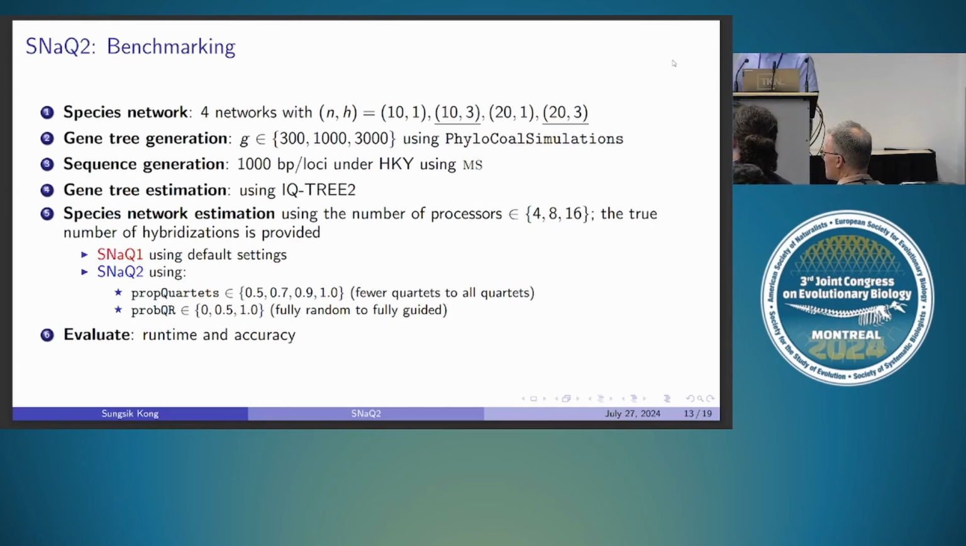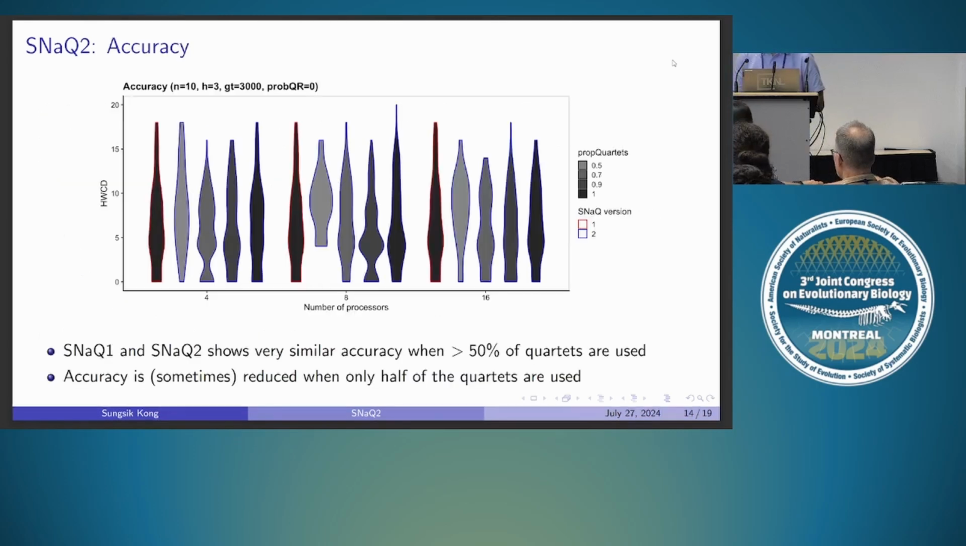We use SNAG with default settings, and we use SNAG2 using probe quartets ranging from 0.5 to 1.0, which means we're trying to use half of the quartets or all of the quartets, and probe QR ranging from 0 to 1, fully random for network searching to fully guided network searching. And we evaluated their performance by measuring runtime and accuracy. And by accuracy, I mean comparing the true network topology and the estimated network topology using hardwired cluster distance.